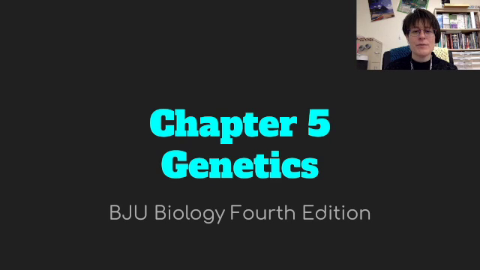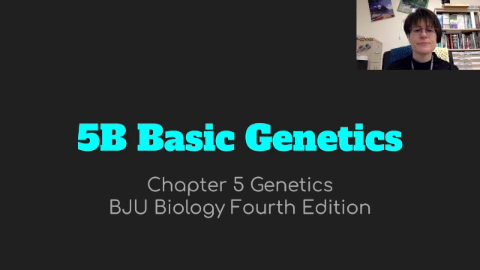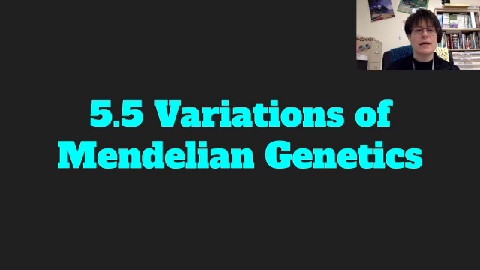We are studying Chapter 5 on genetics from BJU Biology's 4th edition. The section we're working on right now is Section 5B on basic genetics. And today we're going to take a look at subsection 5.5 on variations of Mendelian genetics because, of course, not everything is as straightforward as it would seem.